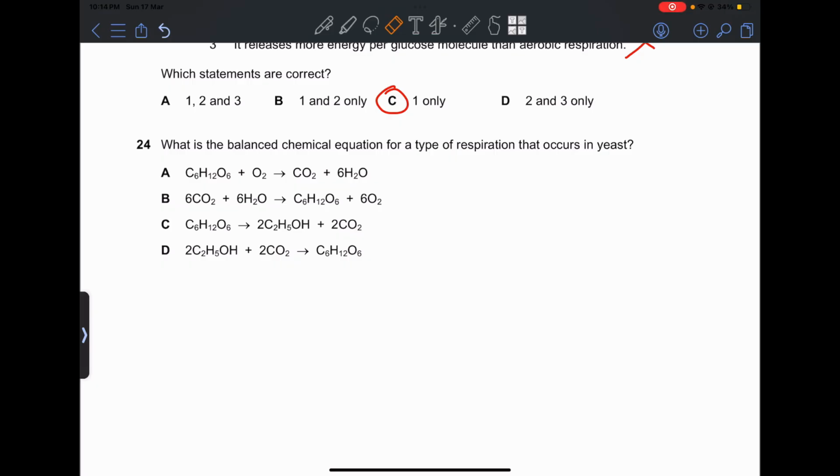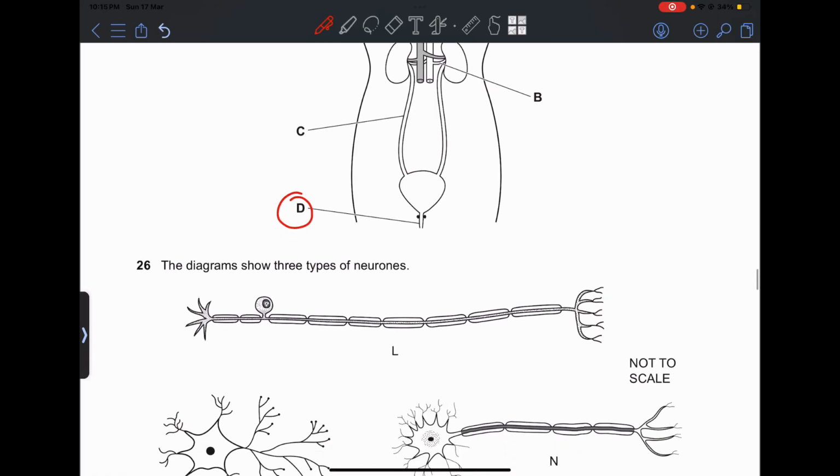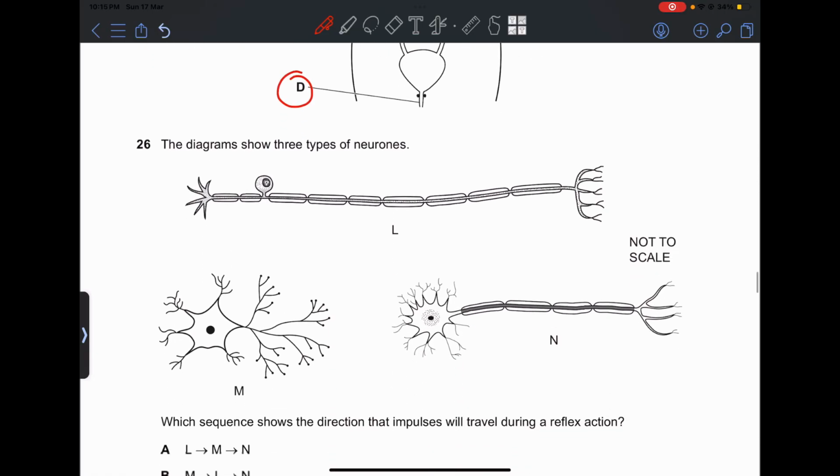Actually, it should be anaerobic respiration, because yeast only does anaerobic respiration, which is, of course, without oxygen. So this is actually C. This is the equation for anaerobic respiration. 25. The diagram shows the human excretory system. Which labeled structure is the urethra? This is actually D, which transports the urine out of the bladder.